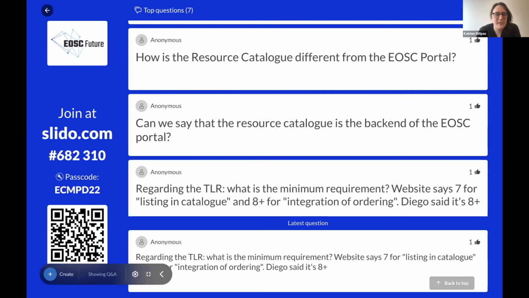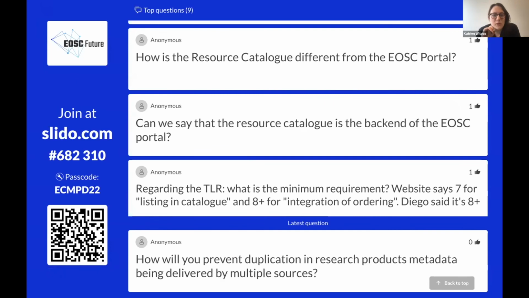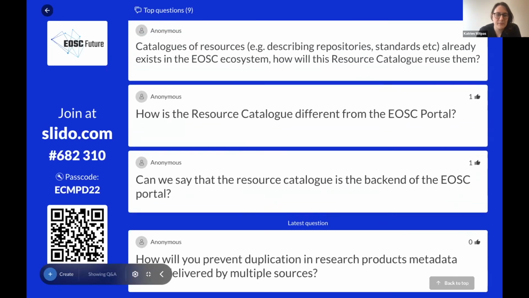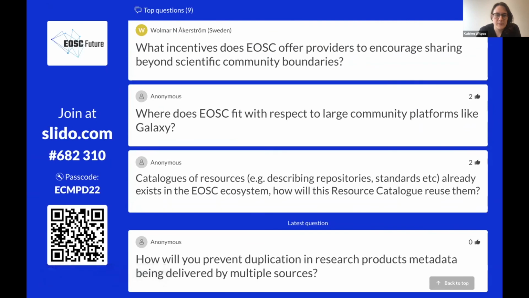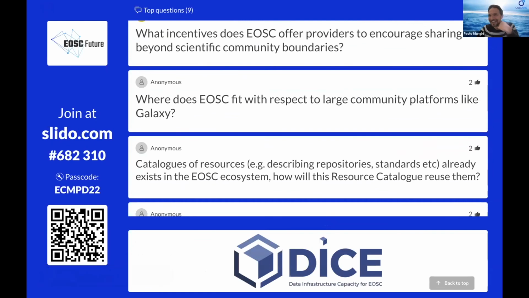If you have more questions about how this works technically, I think we'll need to follow up afterwards, because that is probably outside of the scope of this session. So let's maybe take another related question, because it also talks about how EOSC fits in with the broader community. Someone is asking how EOSC fits with respect to community platforms like Galaxy. Is that you again, Paolo? It's all questions for Paolo today.